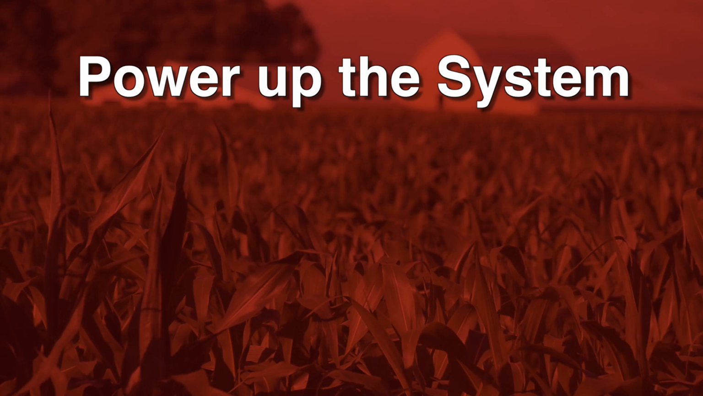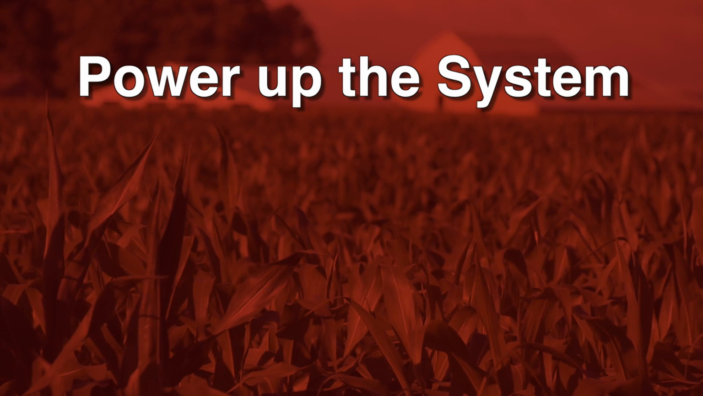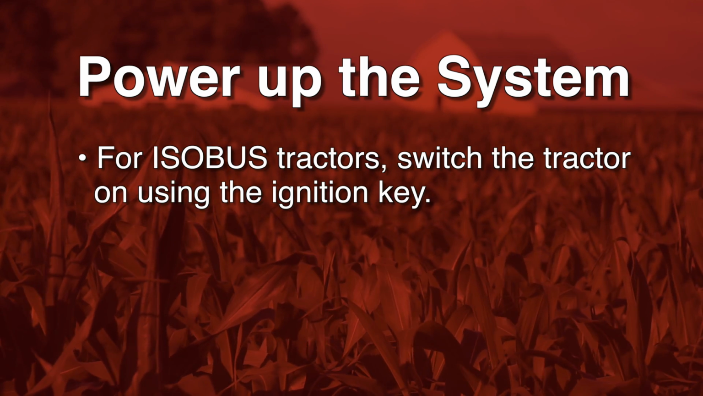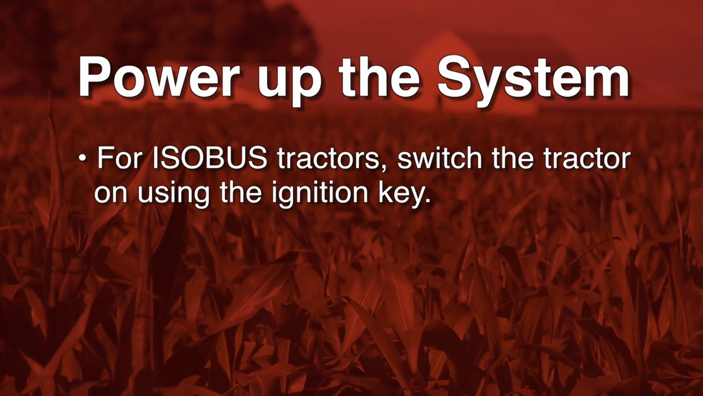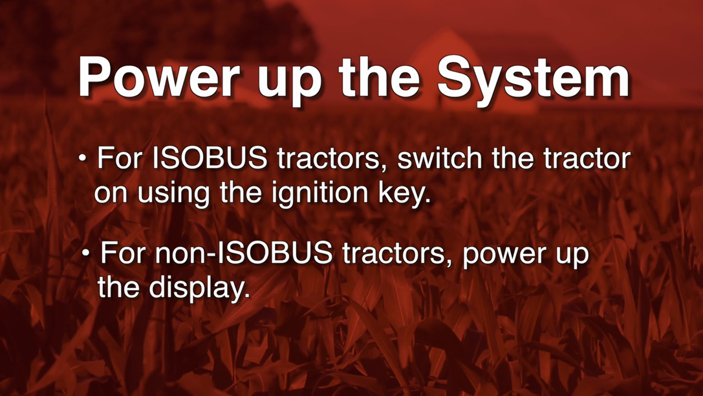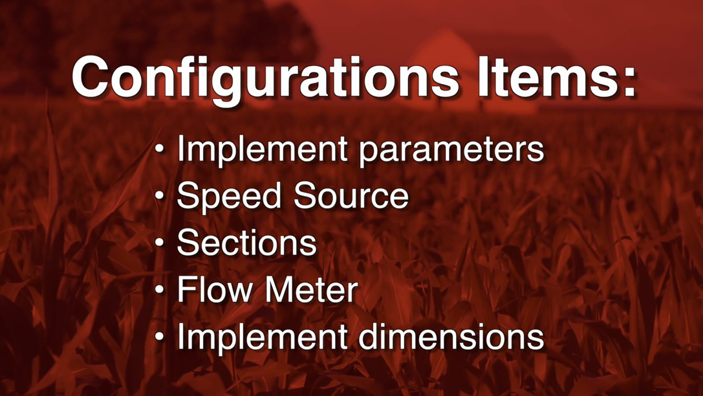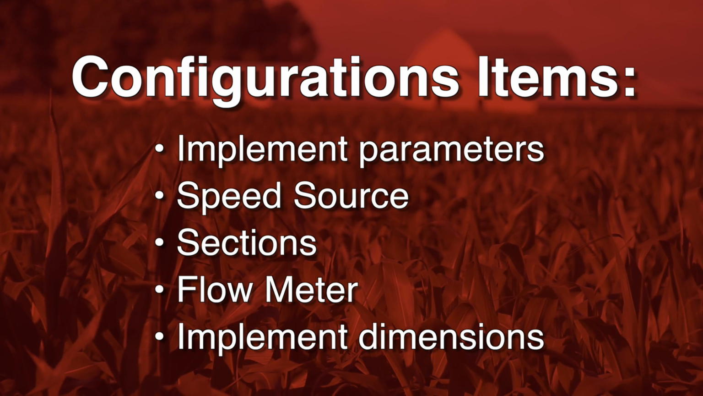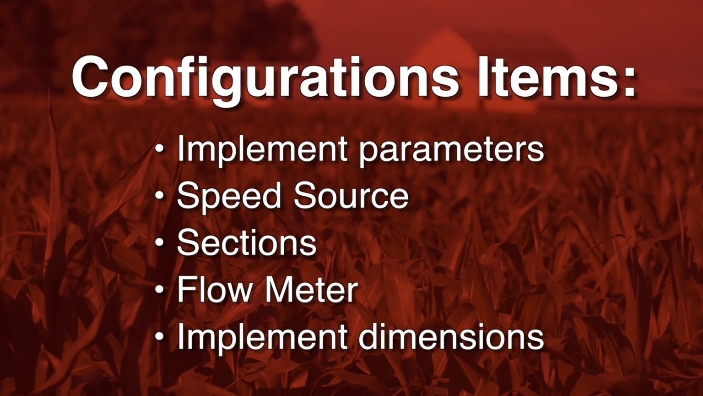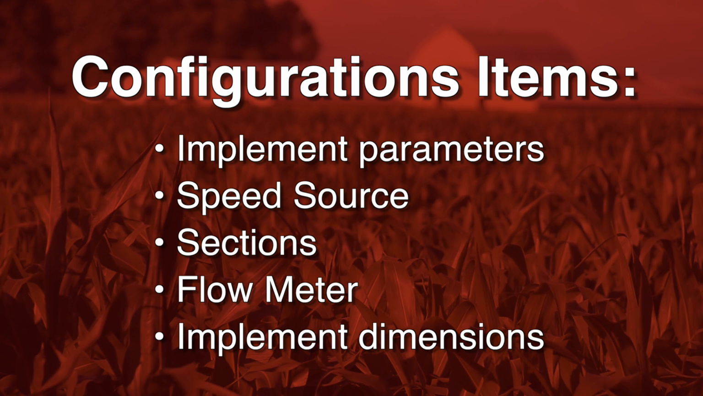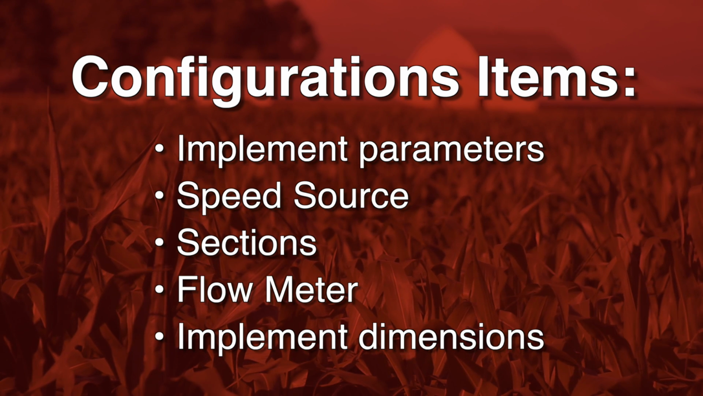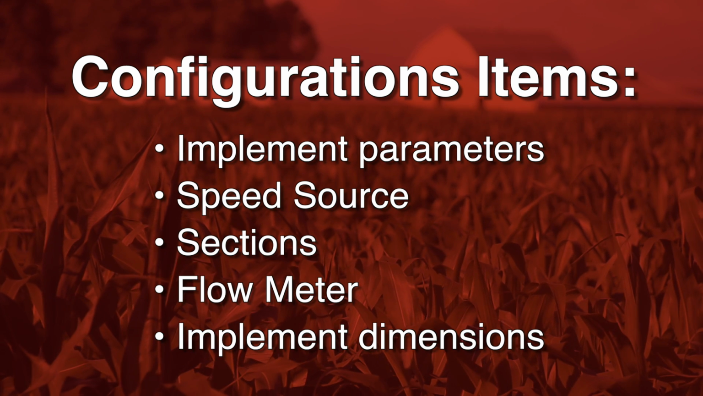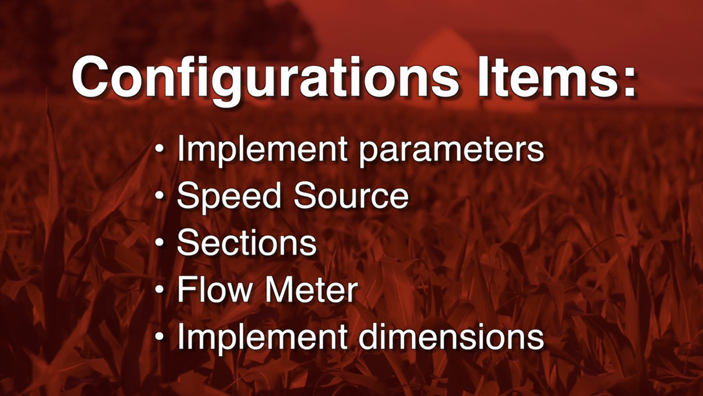Power up your system. This can be done in one of two ways. For ISOBUS tractors, simply switch the tractor on using the ignition key. For non-ISOBUS tractors, power up the display. Before using the implement for the first time, you must configure the following settings: implement parameters, speed source, sections, flow meter, and implement dimensions. Let's begin inputting your settings into the setup and configuration process.